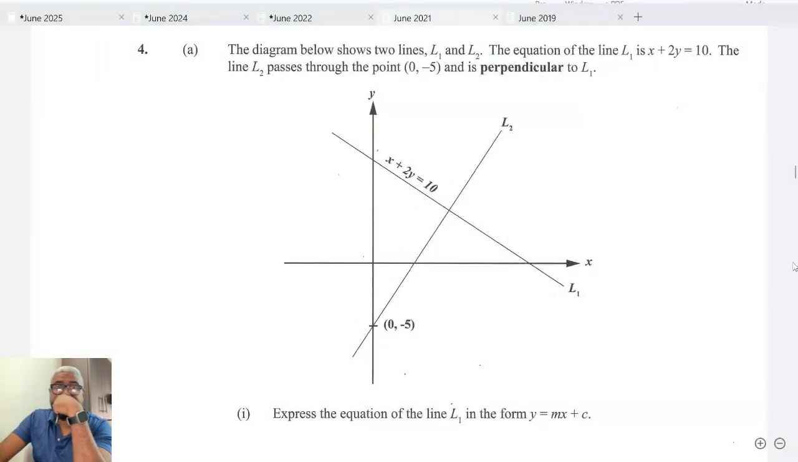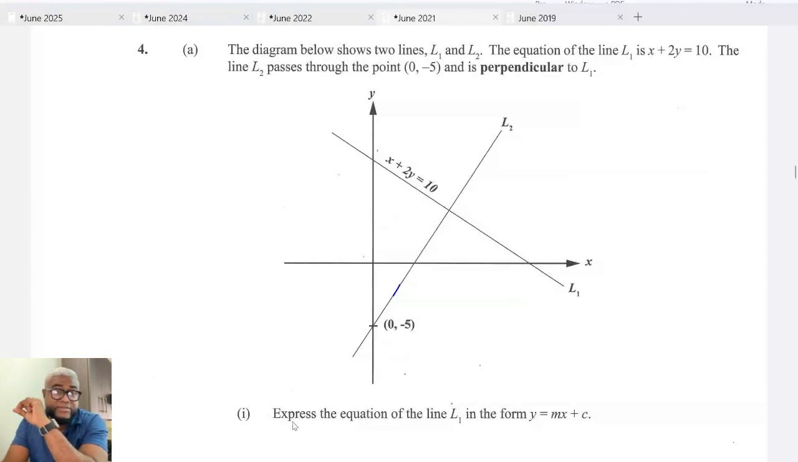June 2021, number 4. The diagram below shows two lines, L1 going so, and L2 coming this way. The equation of L1 is x plus 2y is equal to 10. And the line L2 passes through the point 0, 5, and is perpendicular to L1. Now last day we did a lot of work on how you get the gradient of a line which is perpendicular to a given line.